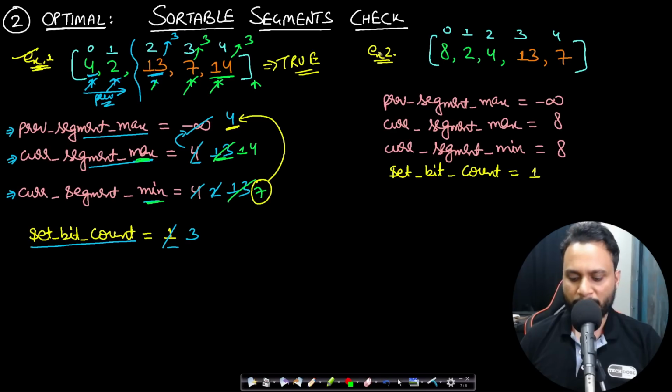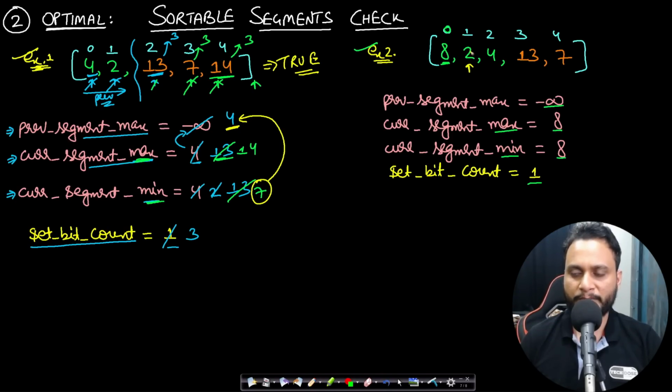Now let's try this with another example, example number 2. In this case, I will take the first item, that means the 0th item, and I will assign the current segment maximum with 8 and the minimum with 8 as well, and I will find out the count of set bits here, which is 1. Okay, and the previous segment maximum will start with minus infinity because there is no previous segment. So I will start processing from the first index, which is 2.